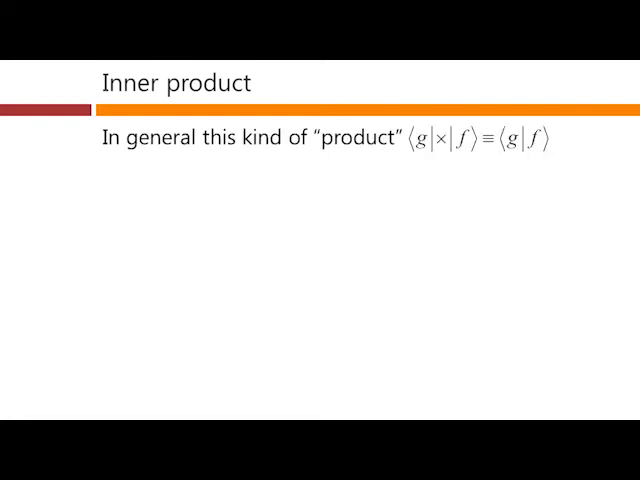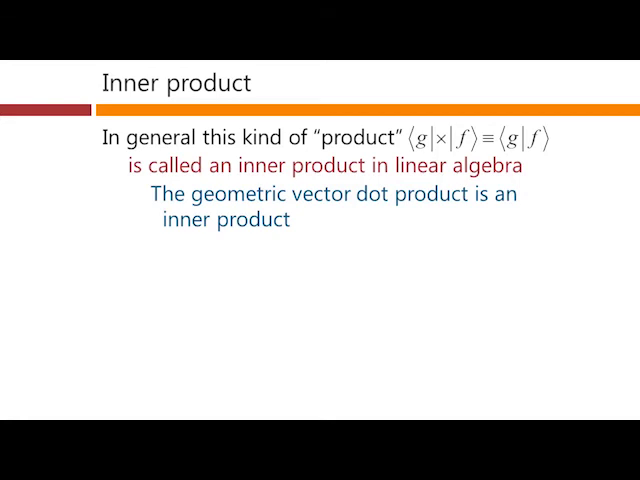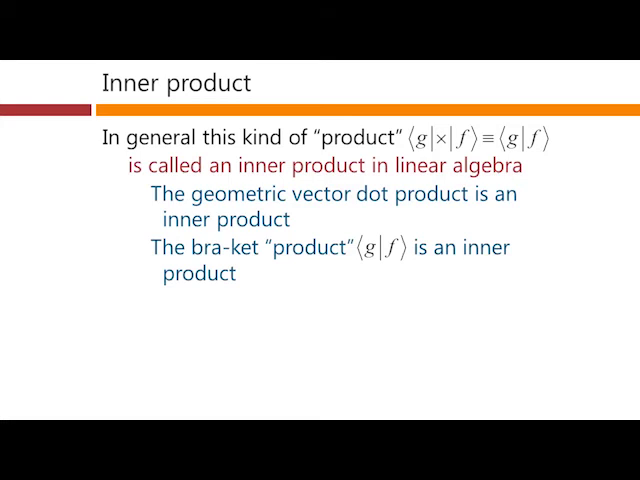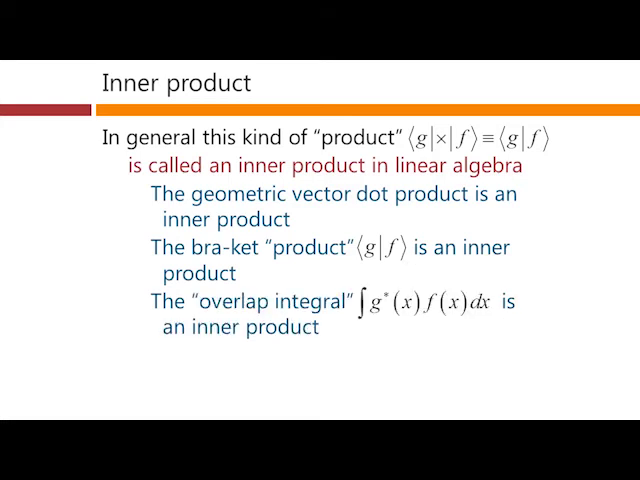Now, a very important concept in these spaces that we're working with is what's called the inner product. In general, this kind of product that we've just written down here is called an inner product in linear algebra. So really this format here is the Dirac bra-ket notation version of the inner product. The geometric vector dot product is also an inner product. The bra-ket product, as I said here, is an inner product. The overlap integral that we've written down here is an inner product. And this idea of an inner product has a special meaning that we will get to here.